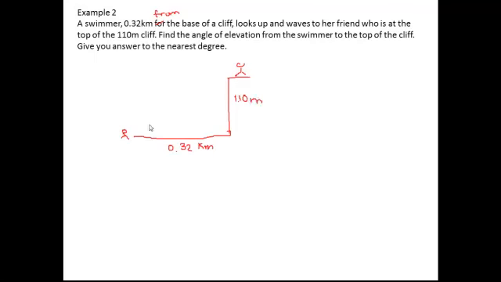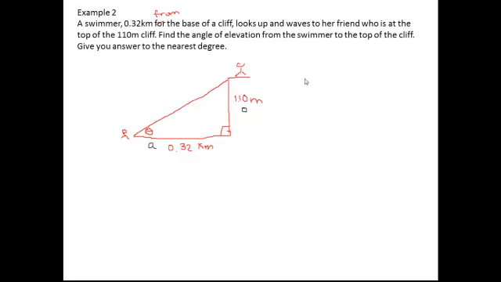And what we want to find is the angle of elevation from the swimmer. So if the swimmer was looking up, we want to find that angle of elevation there. So in this case, the horizontal is the water, and the swimmer is looking up to her friend. Okay? And hopefully you can see that the cliff and the water make a right angle. Okay, so let's label our sides. So the angle we want is here. So we've got the opposite and we've got the adjacent.